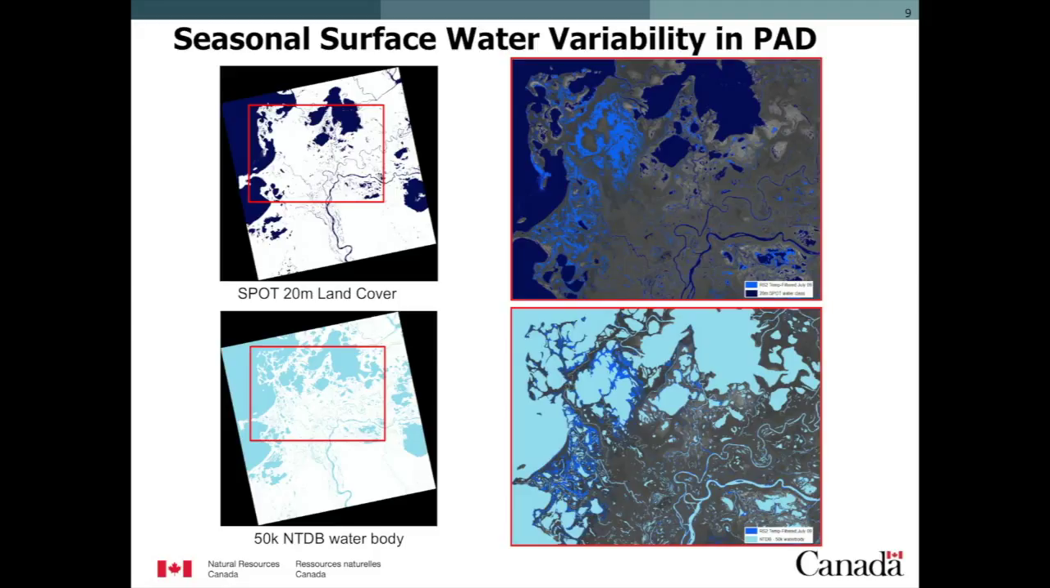Some of my colleagues at CCRS also produce high-resolution land cover maps with SPOT at 20 meters, but they only do this once every 5 years. And so you've got one snapshot in time of the surface water extent, and while it's very accurate for that one point in time, it doesn't give you any idea of the seasonal or annual variability in that surface water. And if we're talking about monitoring, that's what's important, the change over time, not the status at any point in time.